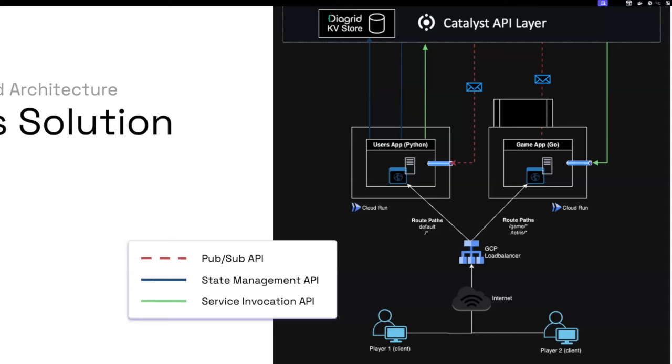So the gaming app will receive, hey, I have 2 players. I'm going to initiate a new session. I'm going to allow them to play the game. And then essentially at the end of that, I'm going to publish the results of the game so that the user app can update user profiles with the outcome of the game, essentially.